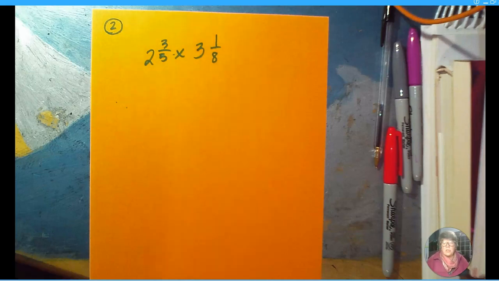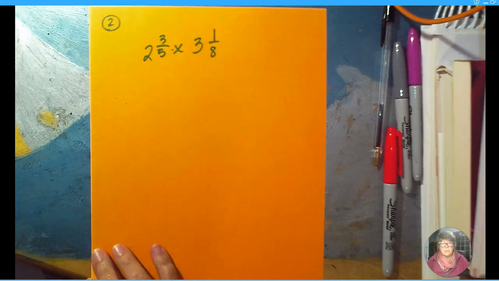So maybe you want to show it in the break apart and distribute method. Maybe you want to show it in the area model. Maybe you want to show it in changing them both to improper fractions, fractions larger than 1, and multiplying them together. Well, let's give it a try. Let's start with break apart and distribute.